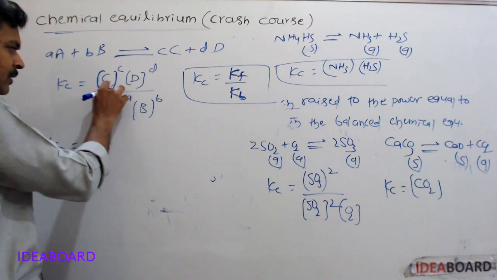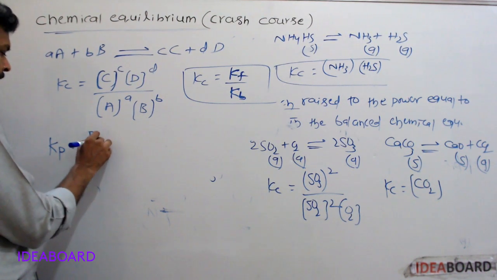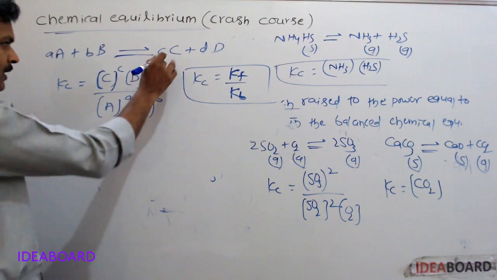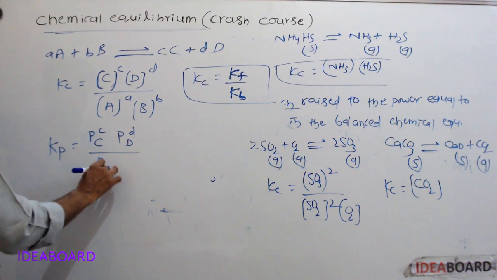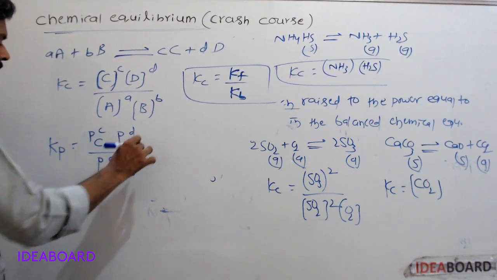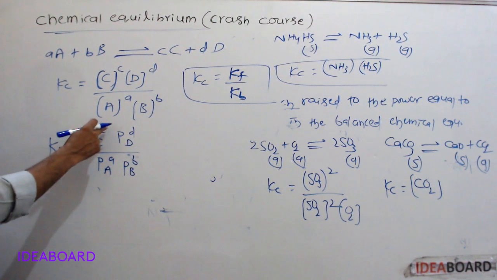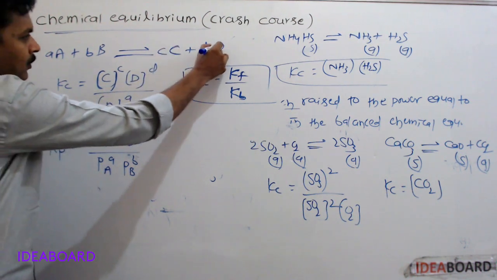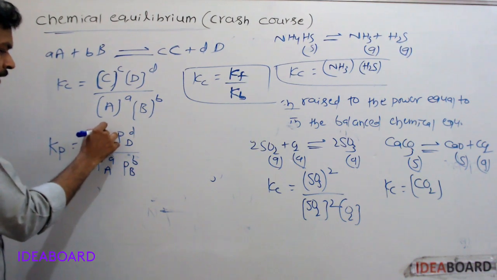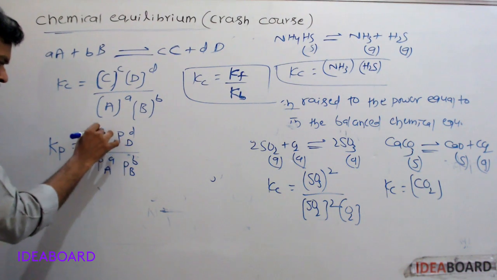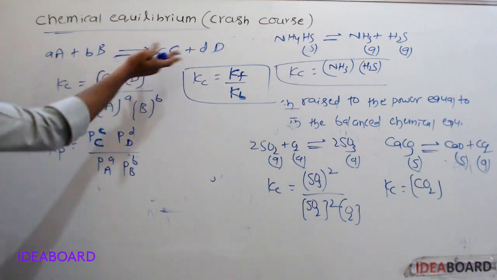So instead of concentration, we can use partial pressure. Kp is equal to the formula: partial pressure of C power c into partial pressure of D power d, divided by partial pressure of A power a into partial pressure of B power b. C and D are the products. This c is nothing but the number of moles. Partial pressure of D power its number of moles. Like that for reactants also.